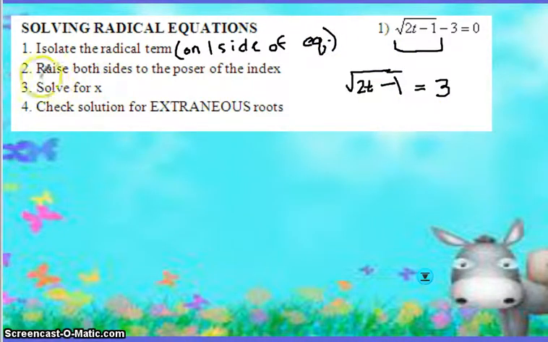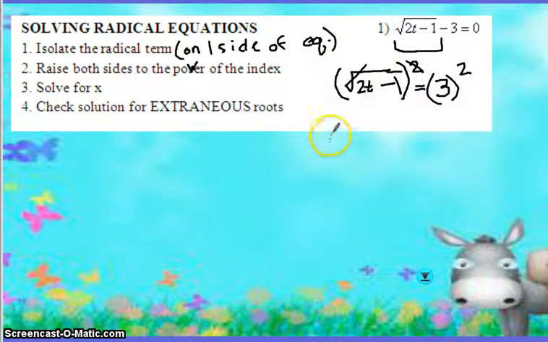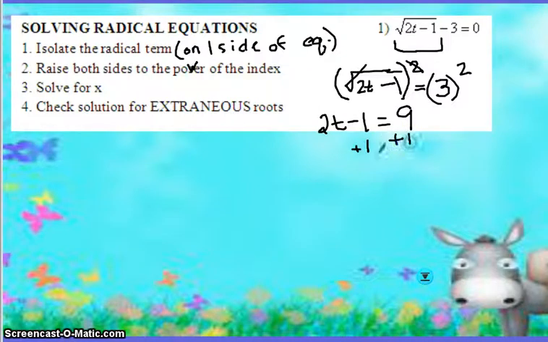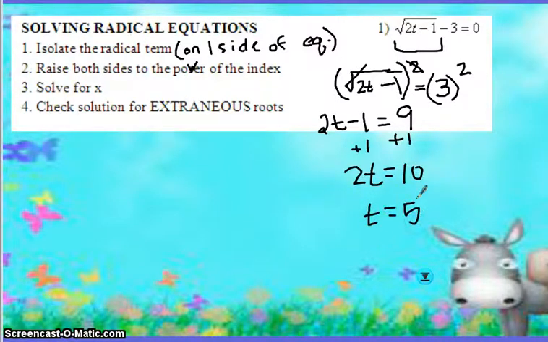Now, step 2 says to raise both sides to the power of the index. My index right here is a 2 since it is a square root. So basically, if we square both sides, the square and the square root will cancel, and I'll be left with 2t minus 1 equals 9. From there, you're just going to solve it algebraically, like it says in step 3. Solve for x, or in this case, t, and I do get t equals 5.